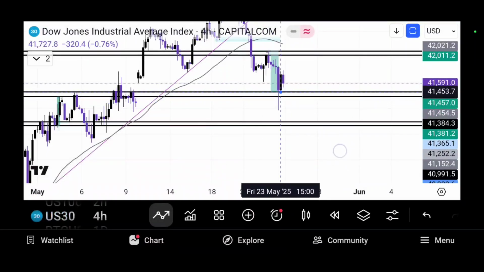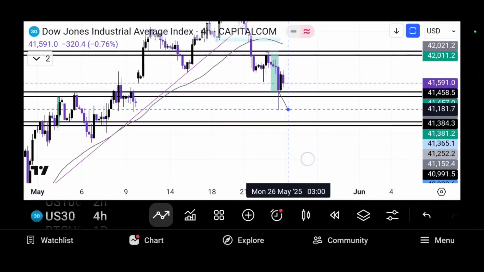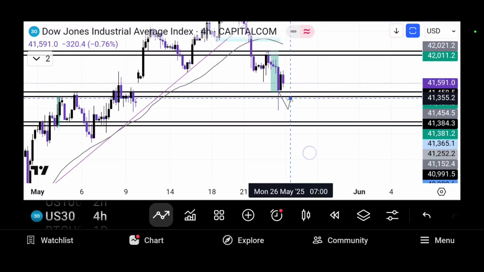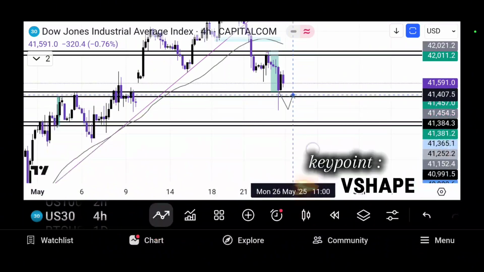Very simple. We have a lot of opportunities in this market in the upcoming week. So we'll wait for the retest. Always make sure your retest is on the V shape, okay? On the V shape. You have to wait.